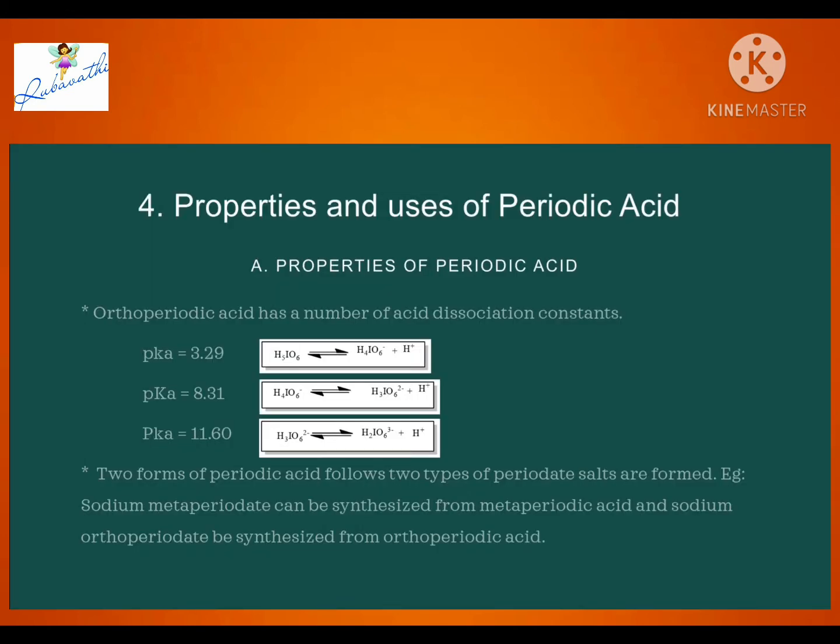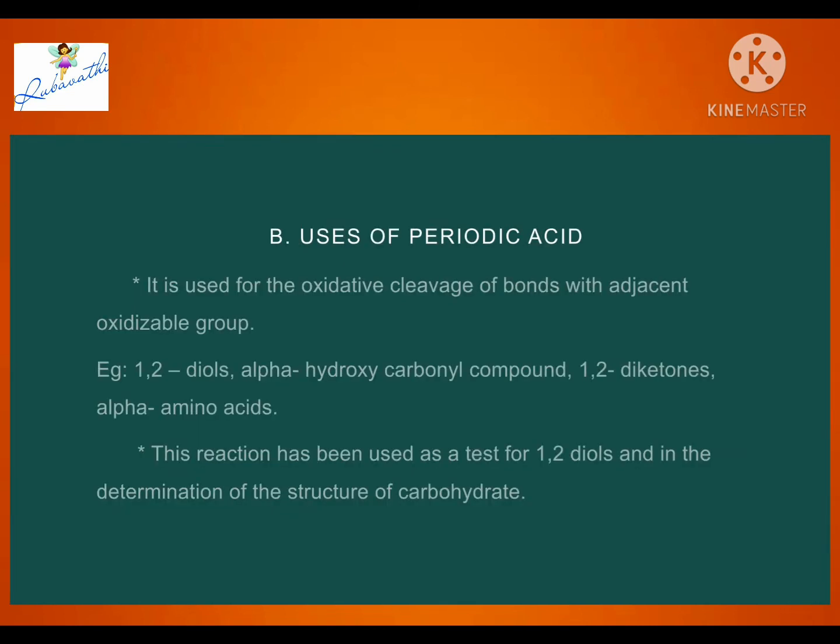Properties of periodic acid. Periodic acid exists in two forms that form two types of periodate salts. For example, sodium metaperiodate can be synthesized from metaperiodic acid, while sodium orthoperiodate can be synthesized from orthoperiodic acid. Also, the pKa of metaperiodic acid has not been determined, while the orthoperiodic acid has a corresponding number of acid dissociation constants. Uses of periodic acid.